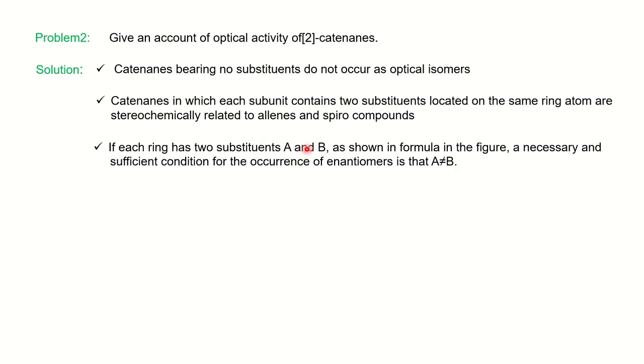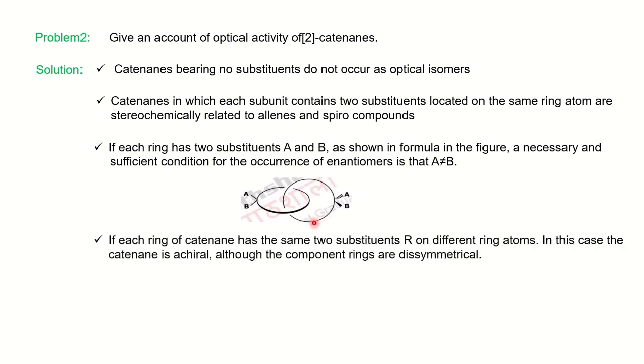So basically, if two substituents are present on each ring, A and B, the condition for having optical isomerism is that they should not be equal. A should not equal B. You can see these are two rings, and the two rings are perpendicular to each other. Okay, so that is another condition, and A should not be equal to B. The molecule should be, we will see this term in the next point, dissymmetrically substituted. So we'll see what that is.